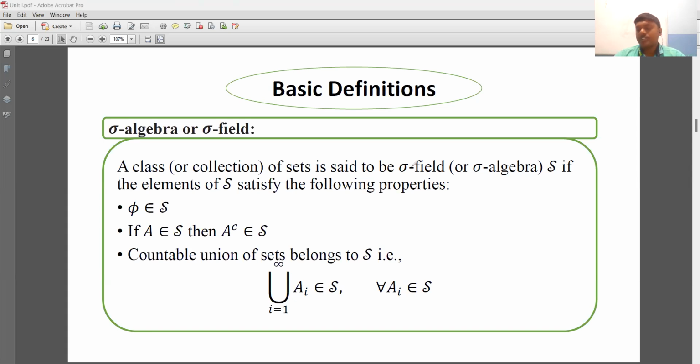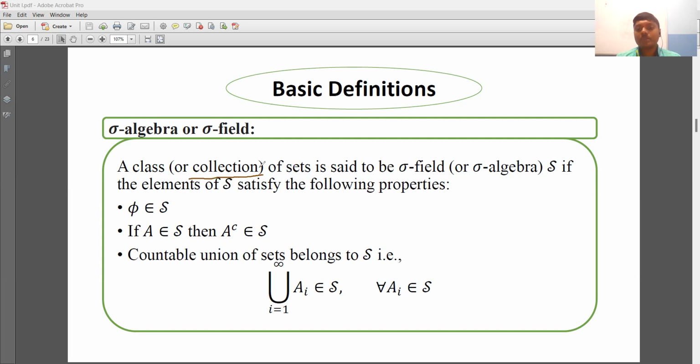Sigma algebra or sigma field is a collection or class. As you know, collection means it's a set, and set means a collection of well-defined objects. So to construct a sigma algebra or sigma field, first we have to have a collection of sets. So it's a collection, or a set of sets.